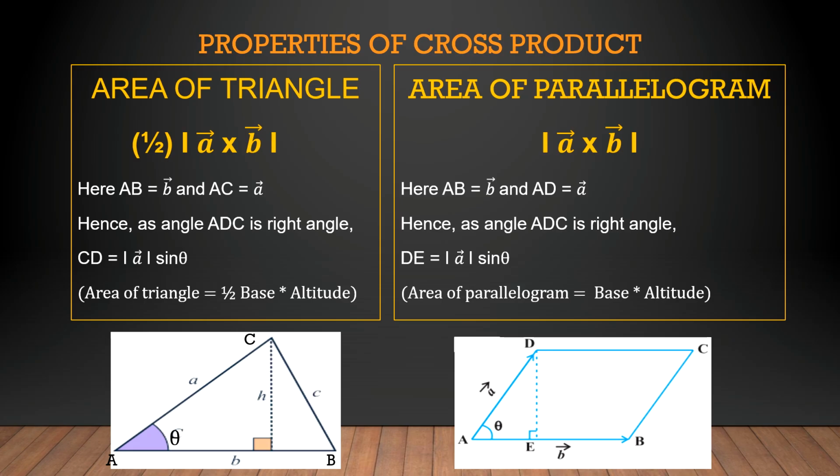Similarly, area of a parallelogram: you can see in the given parallelogram, AB is the vector B and AD is the vector A, and theta is the angle between them. Over here, you can see that AED is forming a right angle, correct? So sine theta is equal to DE upon A, or DE is equal to A sine theta. By the definition, area of parallelogram is base into altitude. So base is B into altitude, which is A sine theta. So this is the definition of A cross B. Hence, area of parallelogram is given by mod of A cross B.